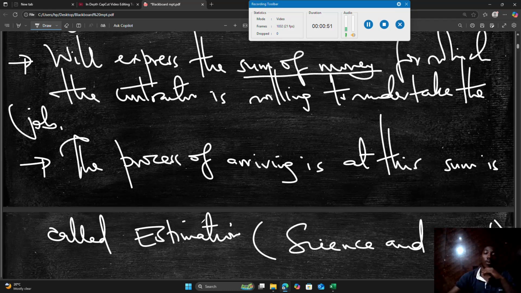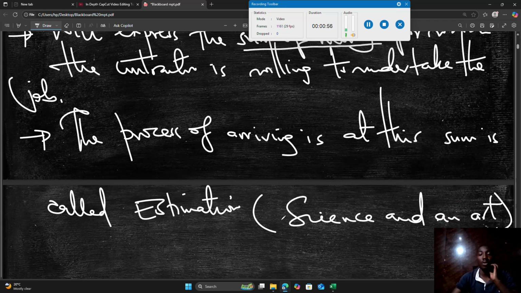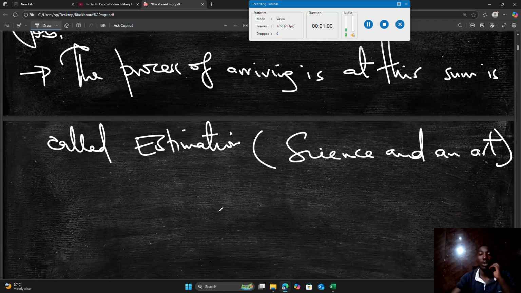Now, the different contractors will arrive at this sum of money through a process called estimation. Estimation is both a science and an art, as we shall see.